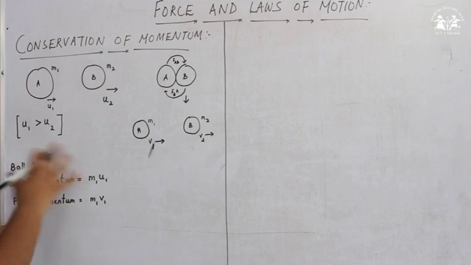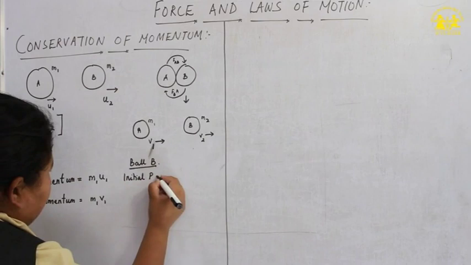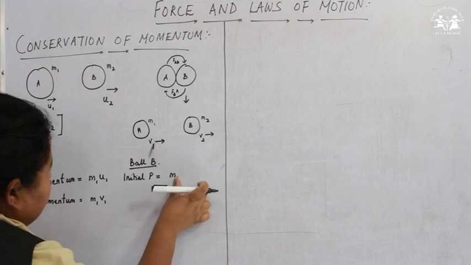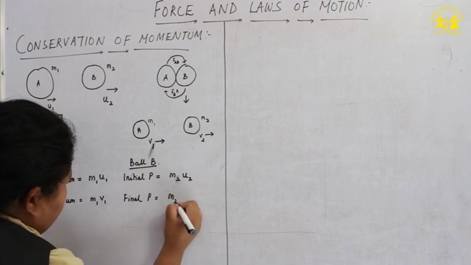Let us put it like this for ball B. For ball B, the initial momentum will be m2 u2, right? Then the final momentum in this case will be m2 v2. It is given from the figure itself, right?